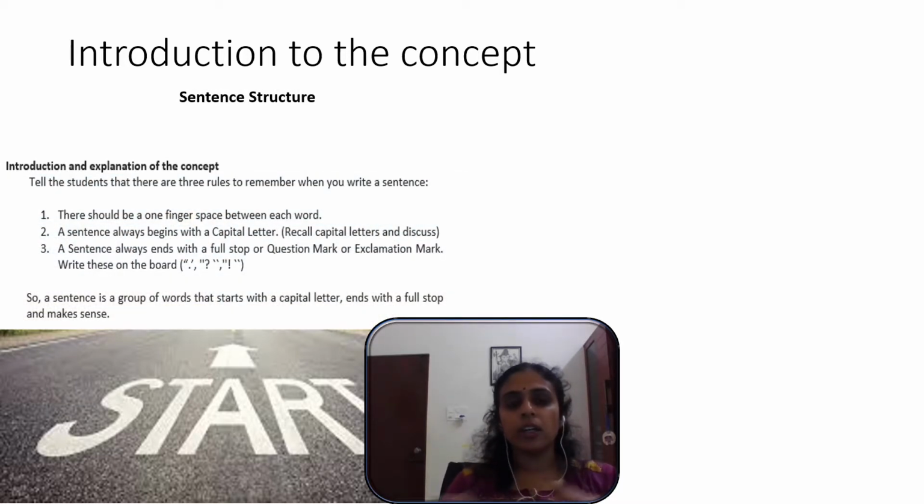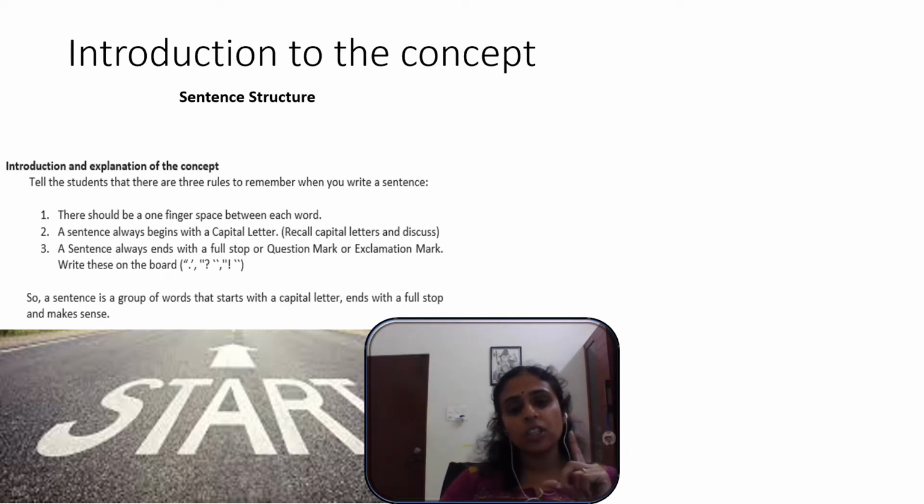First, the first grammar lesson is in fact sentence structure. In this grammar lesson, the introduction is through talking to them about the key concepts of sentence structure. So you're going to tell them that there should be one finger space between each word, and the position of the full stop and the capital. You would probably be using several examples to illustrate this introduction.